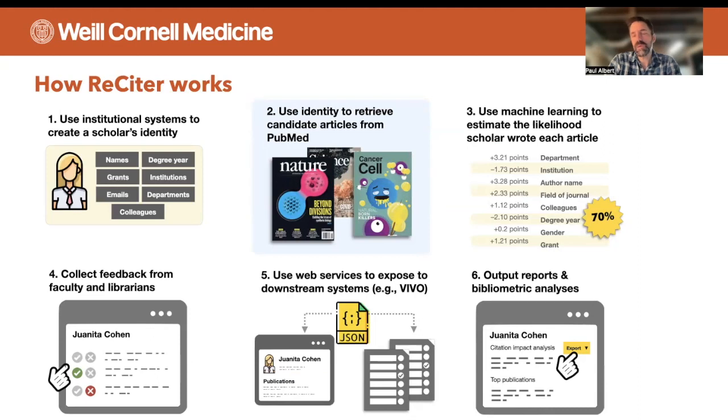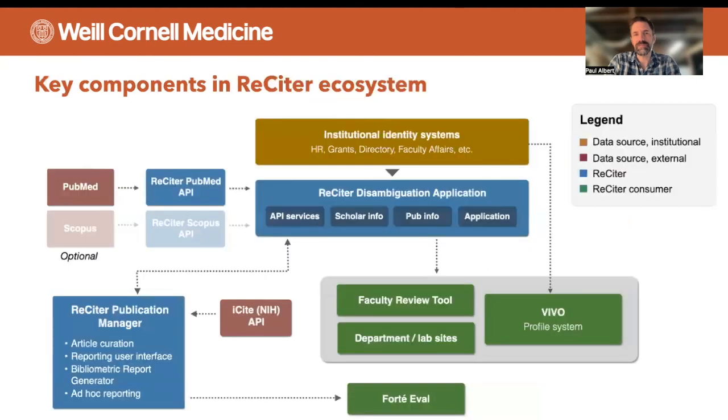And then the biggest changes that have occurred since the last time I presented relate to the web application where you can output reports and conduct bibliometric analyses. These are the components in the ecosystem. So in the top there, you have institutional identity systems, and these are used to construct the profile. They feed into a ReCiter application, which is typically installed on AWS, but you can install it locally as well.